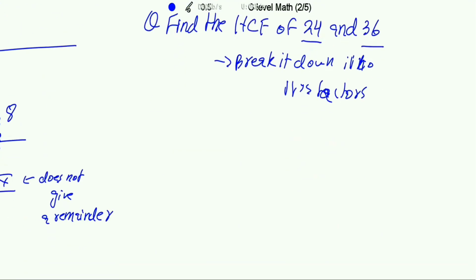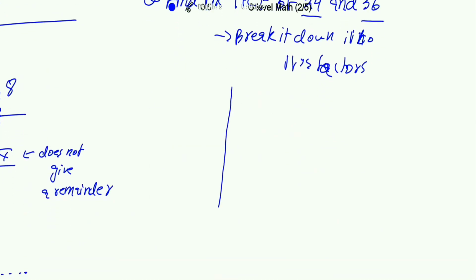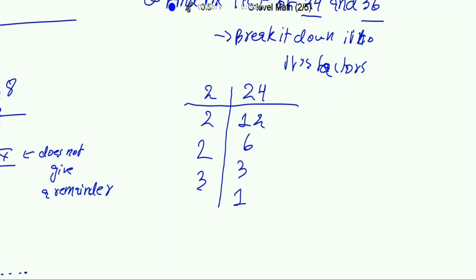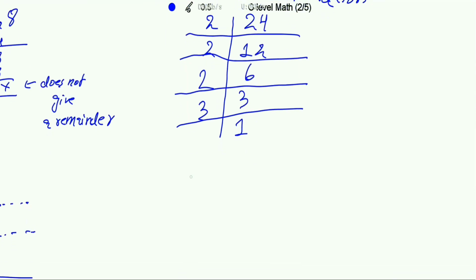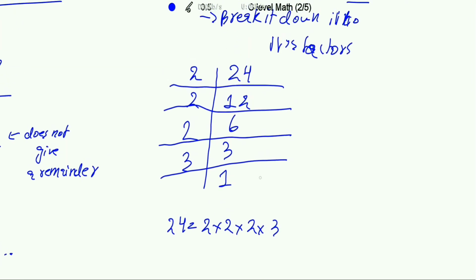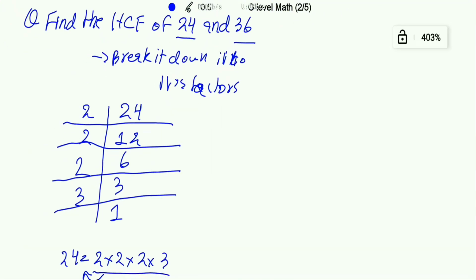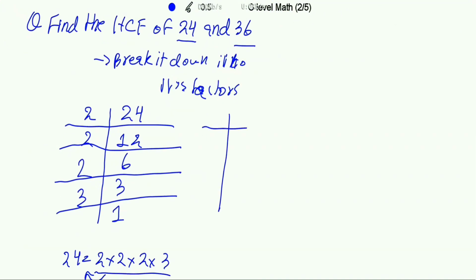So highest common factor. Okay, let me get the factors of each number. Let's say I want to know the factors of 24. We're going to break it down. I'll start with 2. 2 times 12 is 24, then 2 times 6 is 12, then 2 times 3 is 6, and then 3 once. So breaking down 24 into its factors, we get 2 multiplied by 2 multiplied by 2 multiplied by 3. These are all factors of 24, and if you multiply all of them, it gives back 24.